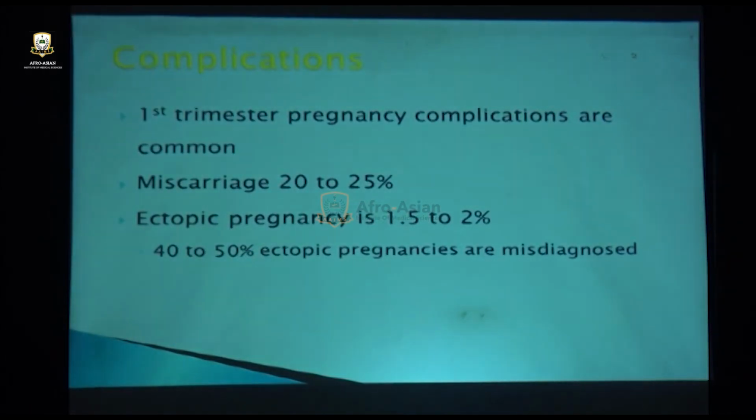Complications जो है जी, first trimester pregnancy complications are common. Number 1 is miscarriage. 20 to 25% miscarriages are there. 1.5 to 2% are the ectopic pregnancies, and 40 to 50% of ectopic pregnancies are misdiagnosed. Miss हो जाती.